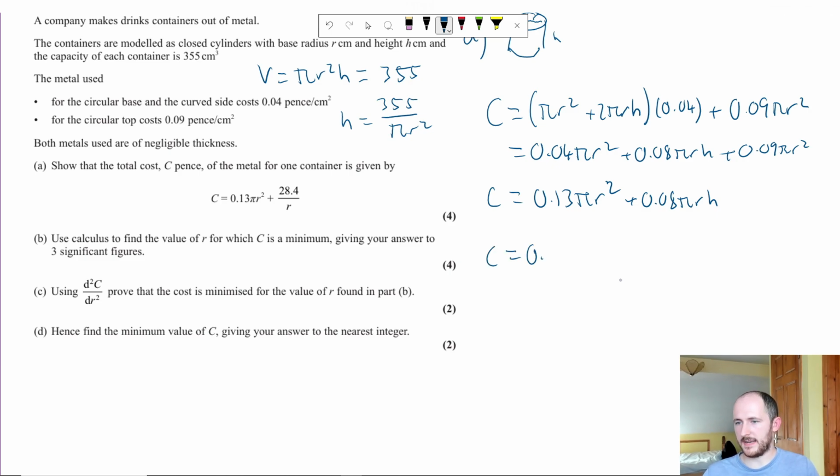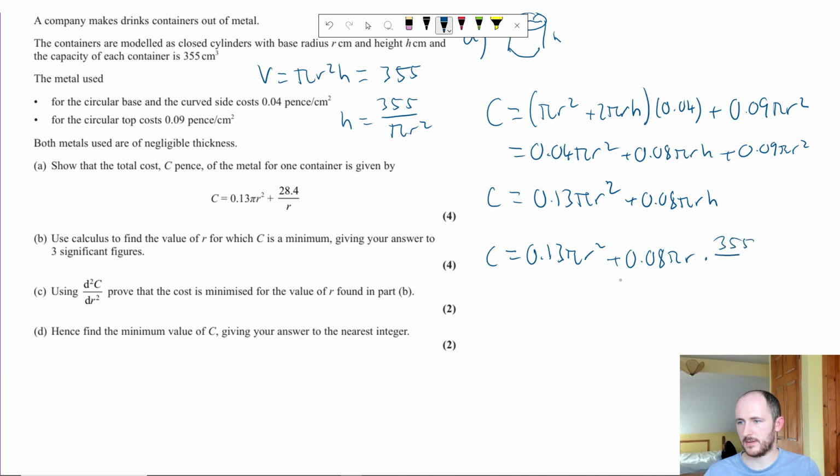From here, I'm willing to bet that you guys will be able to do parts B, C, and D. In fact, I would be willing to bet. It's definitely the first part that is the really tough, challenging part.